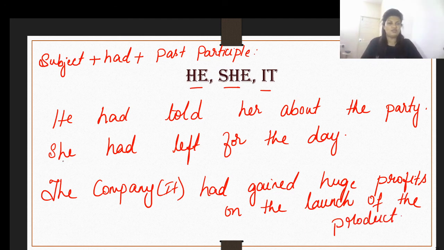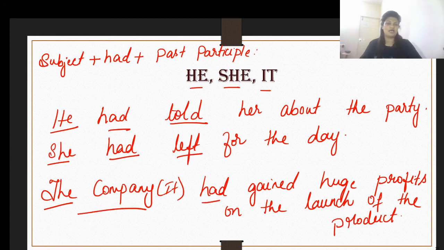So here you can focus on the structure of the statement. He had told. Subject, had, and past participle. That is how we use it with he, she, and it. There is no particular plus S usage over here with he, she, or it.